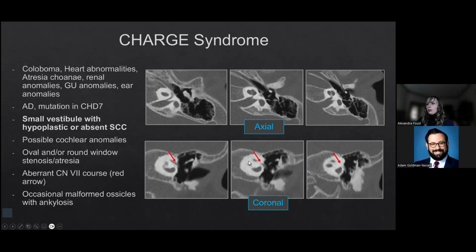You might see an aberrant course of the facial nerve. You might see cochlea that's incompletely partitioned or hypoplastic. You might see ossicular malformations and ankylosis. You see a little bit of that going on here, where the ossicle is attached and ankylosed to the walls of the middle ear cavity. But what's really going to clinch your concern on this CT should be the small vestibule and poorly formed, really small or absent semicircular canals.